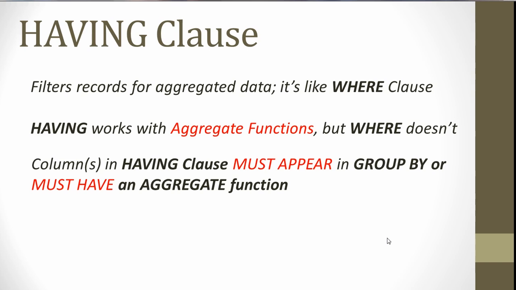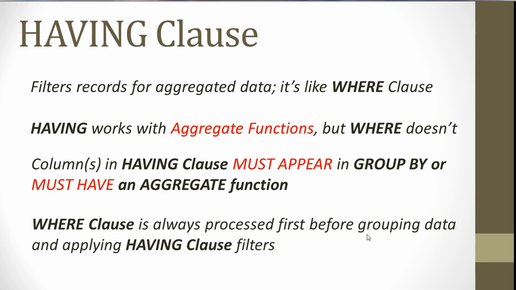Now if you have columns in the having clause, then they must either be in a group by clause or they must have an aggregate function tied to them. Once again, it's easy to say, but I think things will become more clear when we actually run some examples. Now let's say you have a where clause, a group by, and then a having. How are they processed? Whatever filter you have in the where clause is always processed first. Then the data are grouped, and finally the having clause filters are applied on that grouped data.